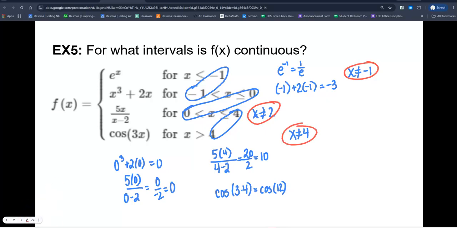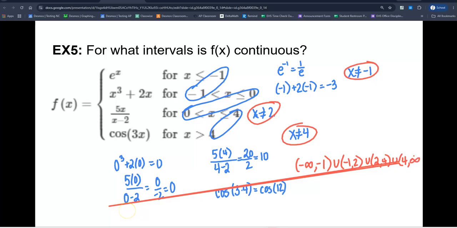So you got a lot to look at, but you're just running through and checking. Do I have discontinuities at all of these places? We got 3 numbers that don't work. For your final answer, you would go -infinity to -1, -1 to 2, 2 to 4, and 4 to infinity. I don't know what happened to my page there that made that crazy line. But basically all you do is line them up. You're going to use parentheses for everything because that means you don't include the endpoints.